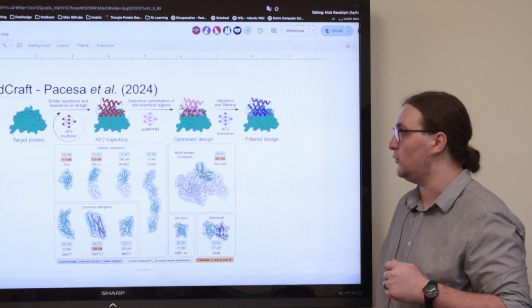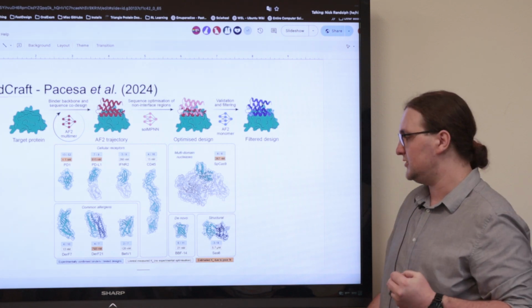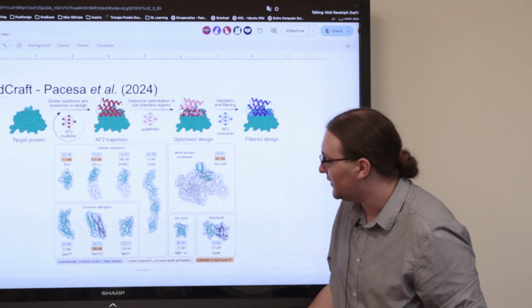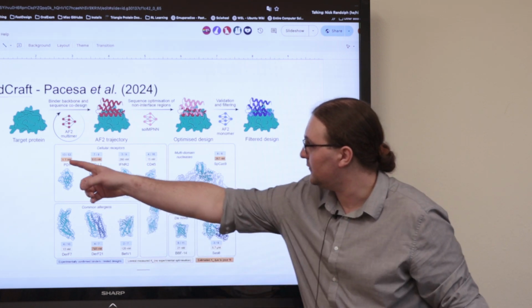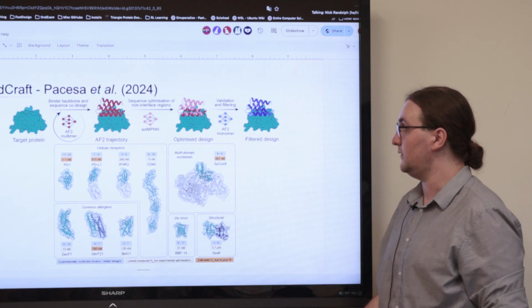And I think a really cool thing is they got high success rates with a small number of designs, which is really, really important to see. And these are fairly tight binders, some nanomolar and even sub-nanomolar. And micromolar, so fairly good affinities as well.